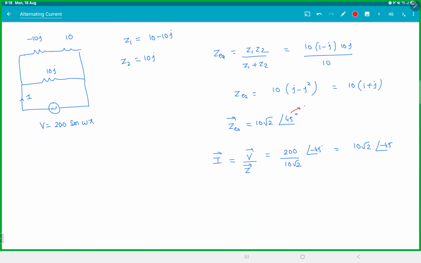This is the phase angle, phi. The power factor will come, you get everything. From here you'll get IRMS.